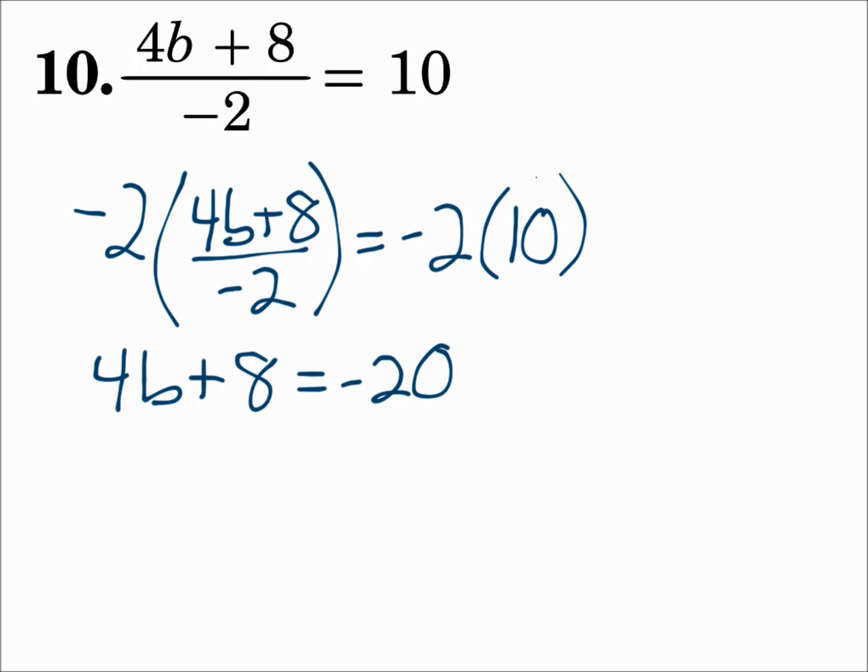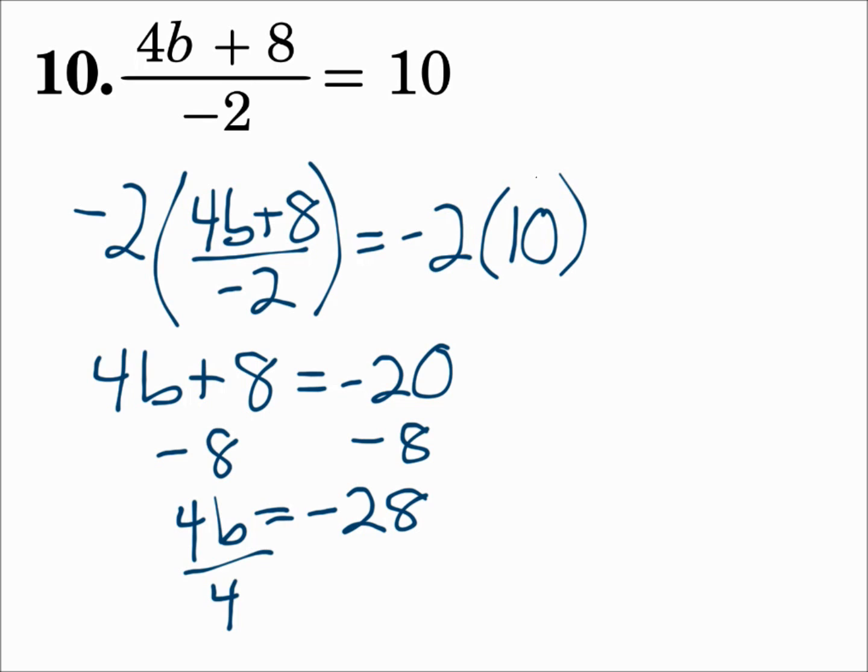Now add or subtract. The 8 is added over there with the variable. Do the opposite and subtract it from each side. Now multiply or divide. It's a 4 times b. Do the opposite and divide both sides by 4. 4 divided by 4 cancels out, leaving a b, and negative 28 divided by 4 is negative 7.